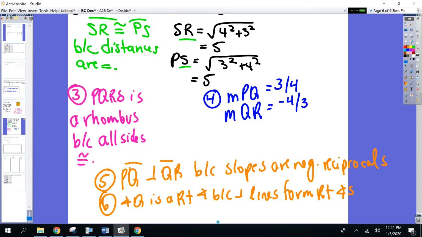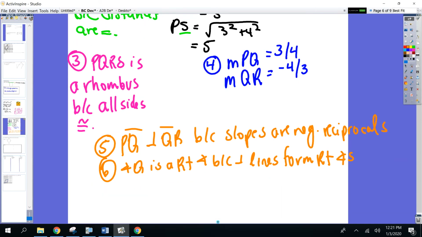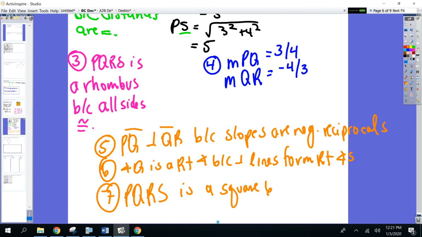And now what is it finally? The square. I'm interested to see why it's a square. Somebody's going to tell me. Why is it a square?